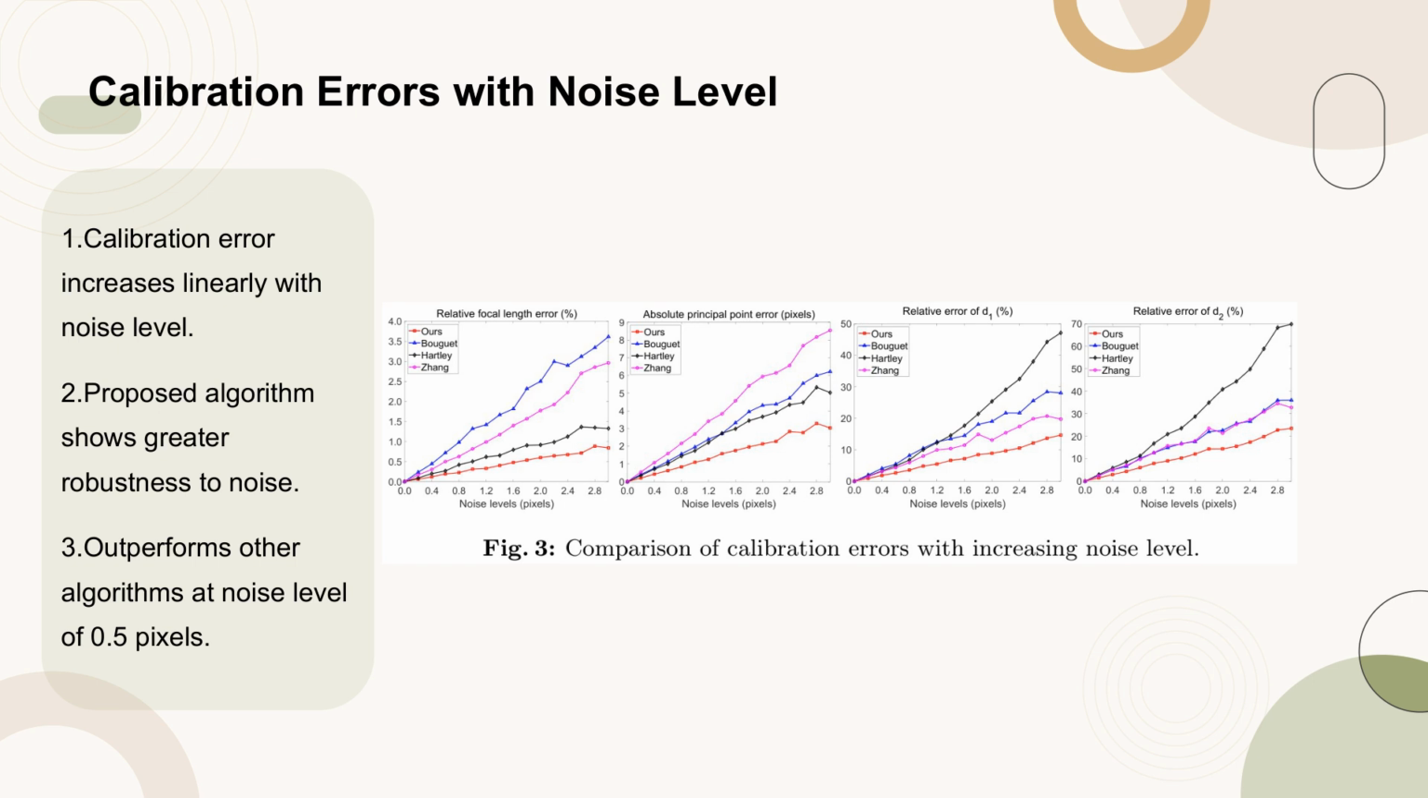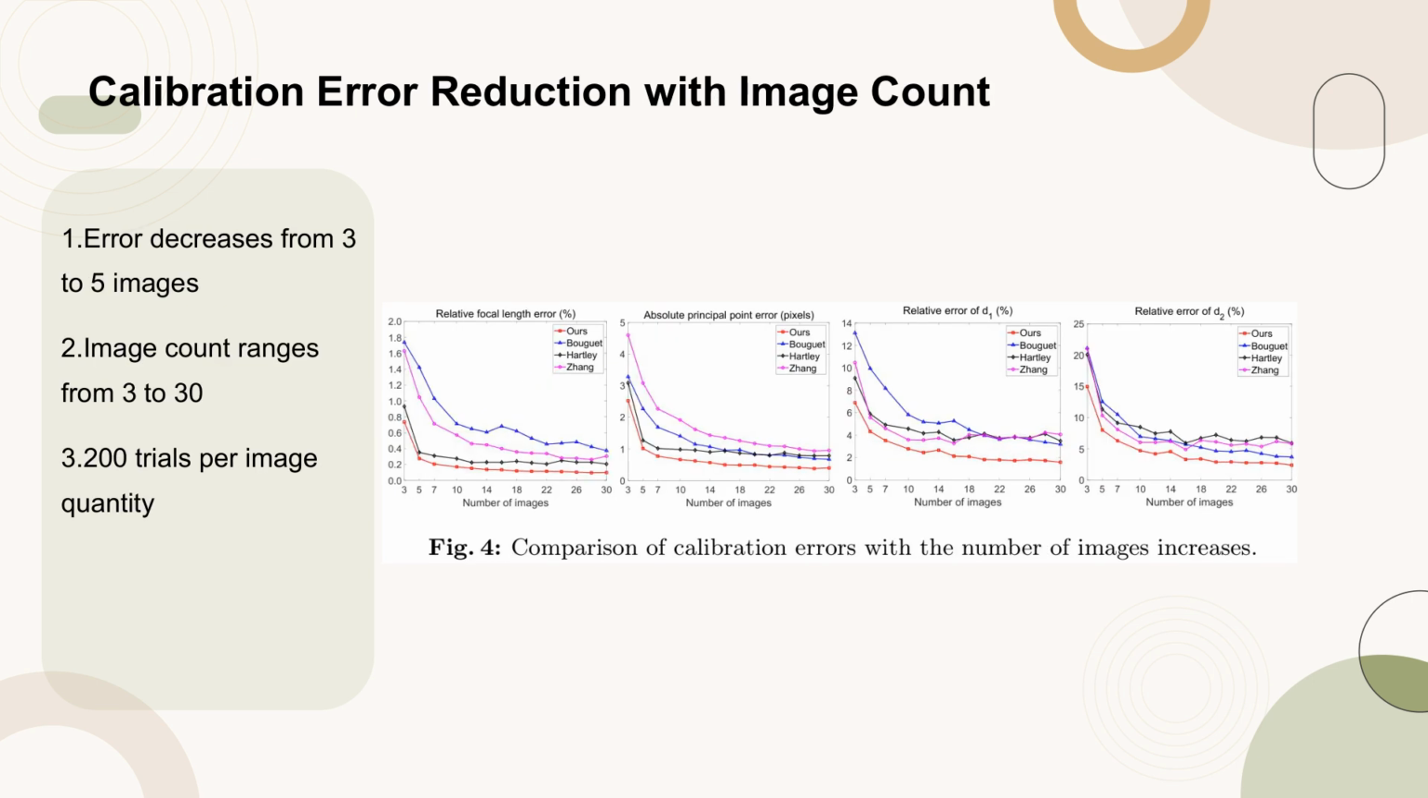in handling noise. Figure 4 illustrates the comparison of calibration errors as the number of images used for calibration increases. The study evaluates the performance with respect to the number of calibration images, ranging from 3 to 30, with 200 trials conducted for each quantity. A significant decrease in error is observed when increasing the number of images from 3 to 5. This figure highlights the effectiveness of increasing the number of images and reducing calibration errors, which is crucial for achieving more robust and accurate calibration results.